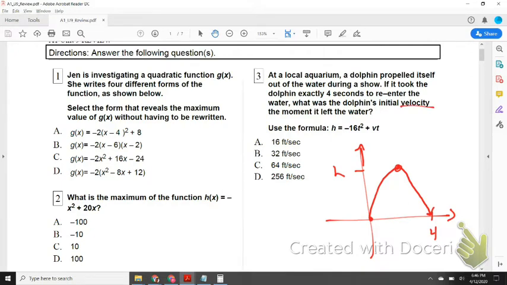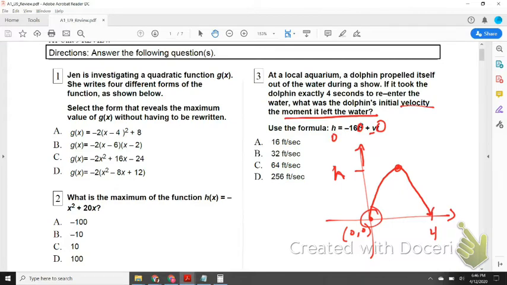Now, you're thinking, oh, how do I find velocity? I'm not even sure what velocity is. Maybe I don't even know what it is, but hopefully you understand that that's v, right? And if it says 4 seconds, seconds is a measurement of time. So we've got 4 seconds there. And the last thing you need to understand is it says, what was the dolphin's initial velocity the moment it left the water? So the moment it left the water is right there. Okay, and that point is 0, 0. So if that point is 0, 0, that's going to be your height, right? So that means your height value is 0.